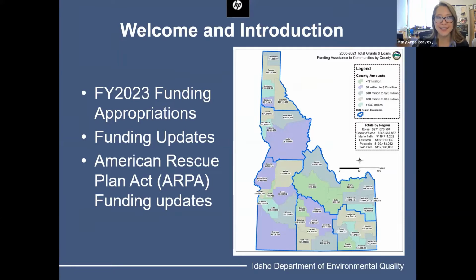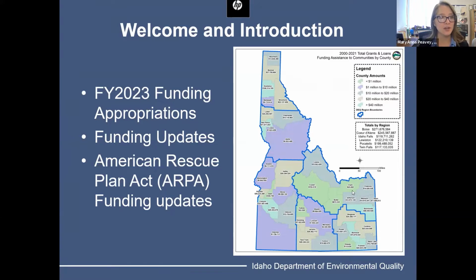And this is definitely why we wanted to put on this training for a letter of interest, to make sure everyone has a good understanding of how to apply for funding, either additional money we received on the SRF side or money we received through ARPA funding.